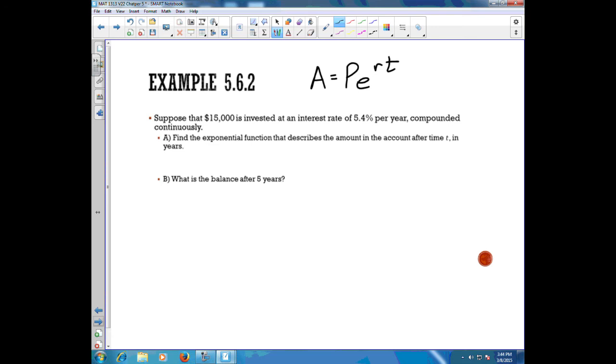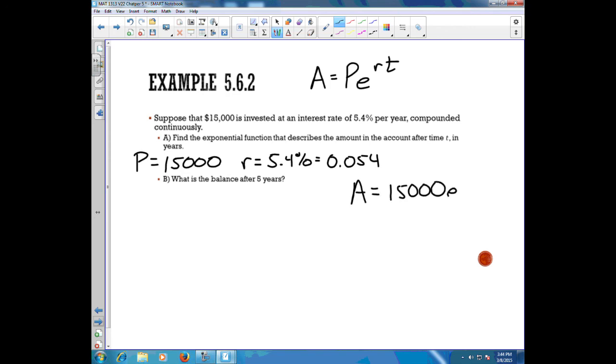So we want to find the exponential function first. We know that we invested $15,000 at an interest rate of 5.4%. That means that P is going to be 15,000, and R is 5.4%, which as a decimal is 0.054. And so our function is just A equals 15,000 e to the 0.054 times t.